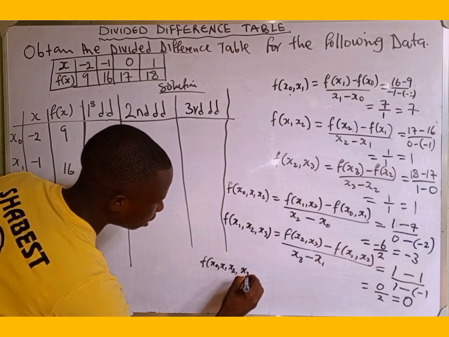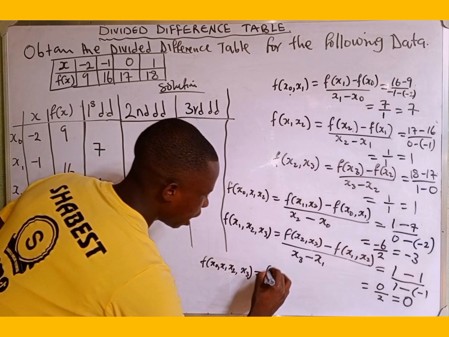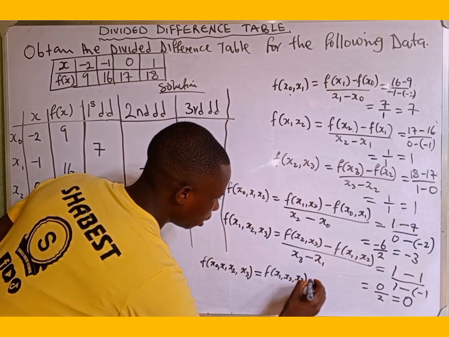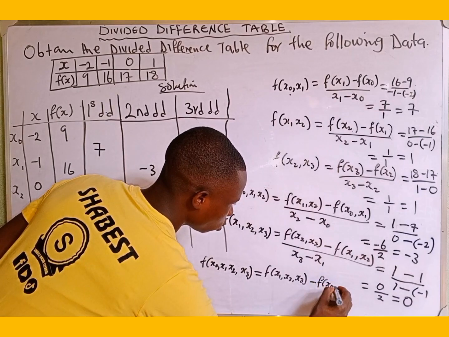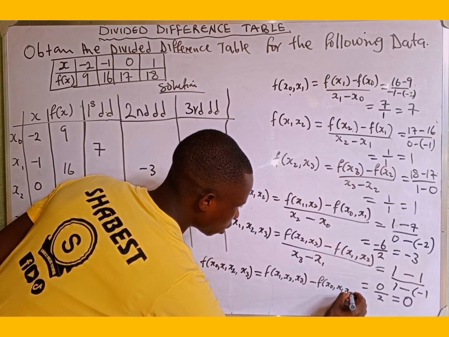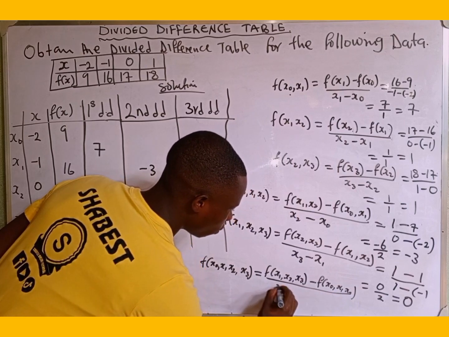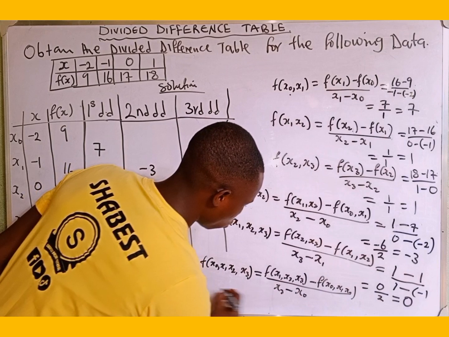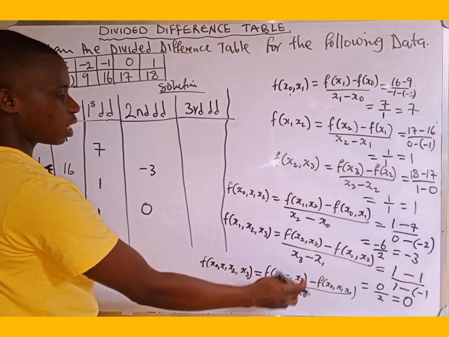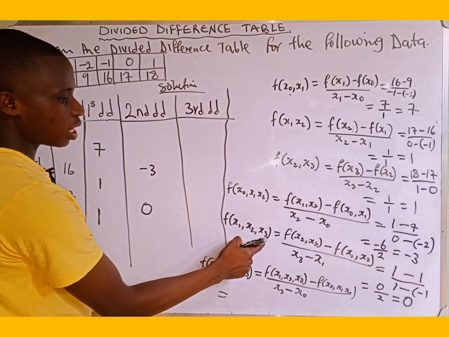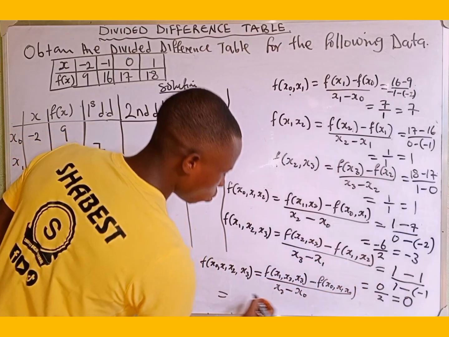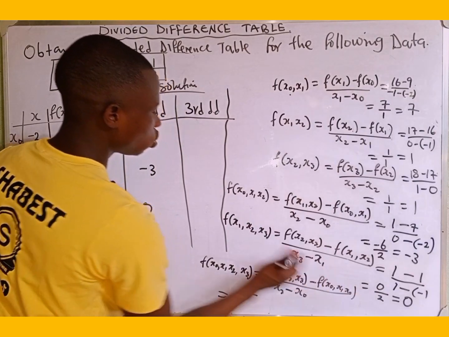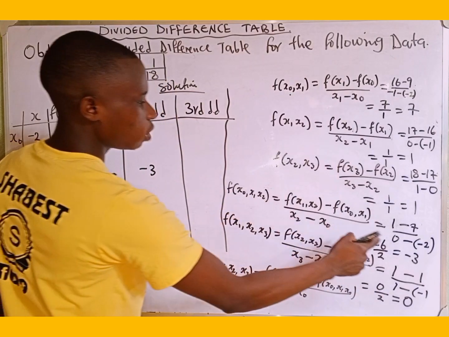So to get the third divided difference, we are going to use f of x0, x1, x2, x3, which is equal to f of x1, x2, x3 minus f of x0, x1, x2, then everything divided by x3 minus x0. So f of x1, x2, x3 is equal to 0. So we substitute 0, then minus f of x0, x1, x2.